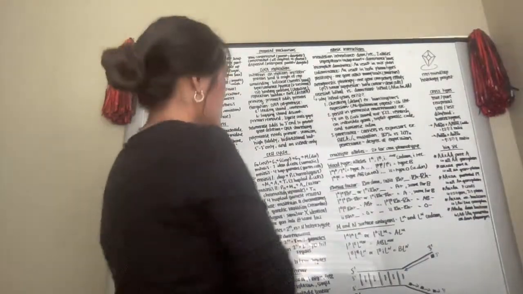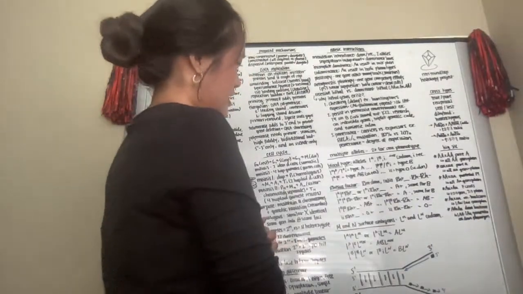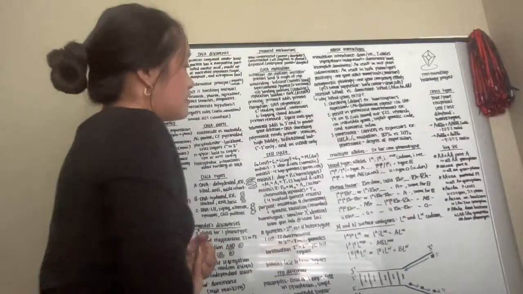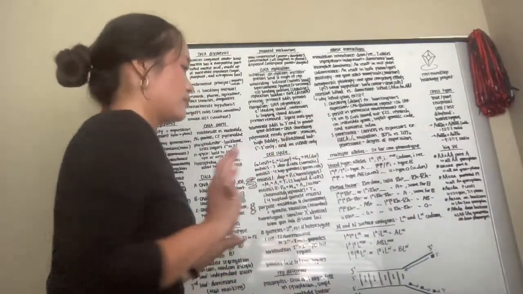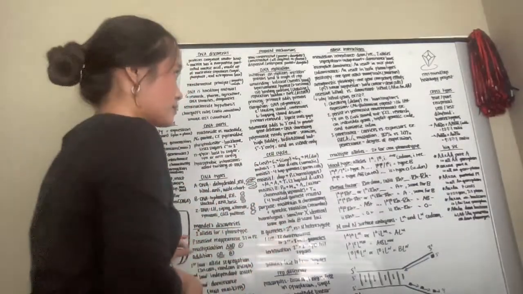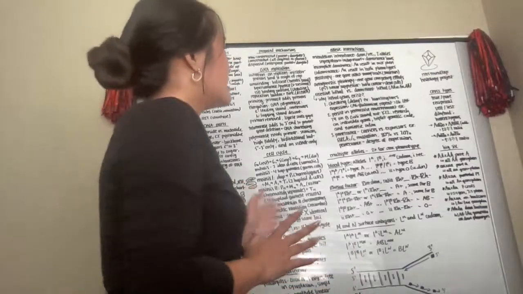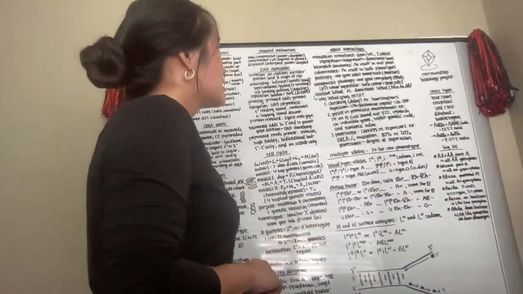Okay, so the second to last thing we're going to talk about is allelic interactions, and then we're going to talk about multiple alleles, and then we'll be completely done, and then I'm going to move on to the problems. So Mendelian inheritance is the first type of allelic interaction.